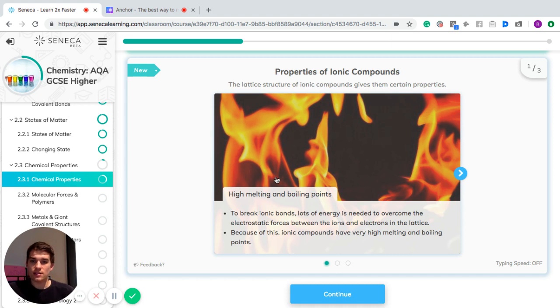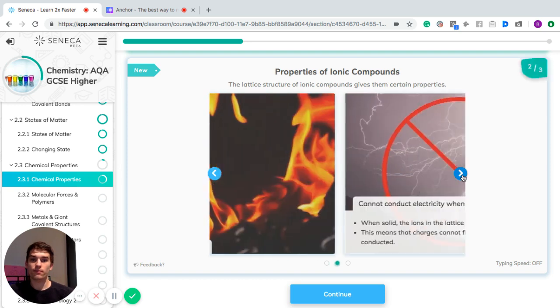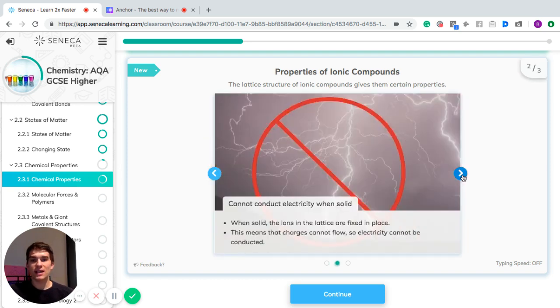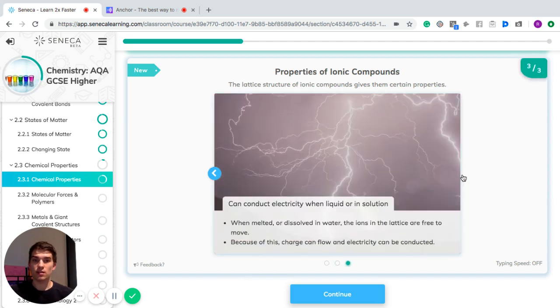The first one is a high melting and boiling point. To break ionic bonds, lots of energy is required to overcome the electrostatic forces that occur between the ions in the lattice. This is why ionic compounds have a very high melting point and boiling point. They also can't conduct electricity when they're solid. When they're solid, the ions in the lattice are in a fixed position, and that means the charge can't flow through them, so electricity cannot be conducted within these giant ionic compounds.